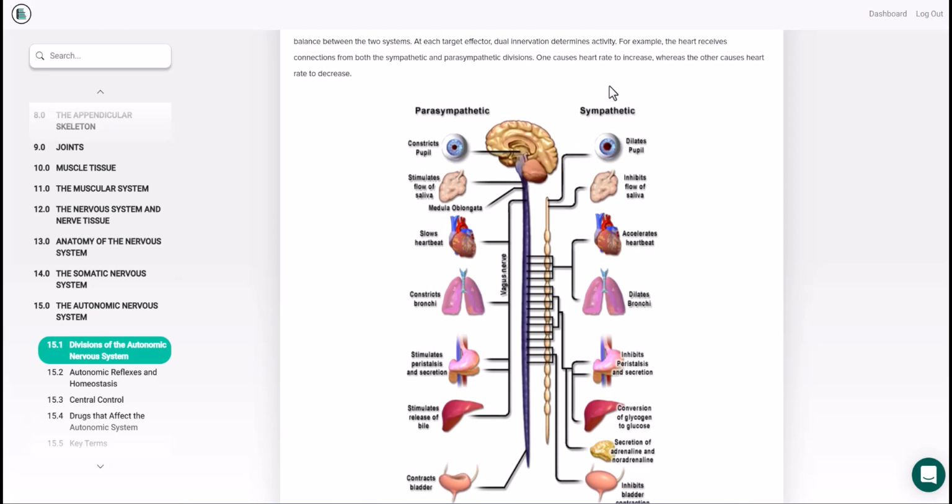So let's go through the sympathetic first. Everything I've already said is just listed here, and I've got a couple extra things to add. So what we see in the sympathetic fight or flight response, your pupils are going to dilate, right? They're going to open up. Your pupil is going to be larger. Number two, you're going to go cottonmouth. You're going to inhibit the flow of saliva.